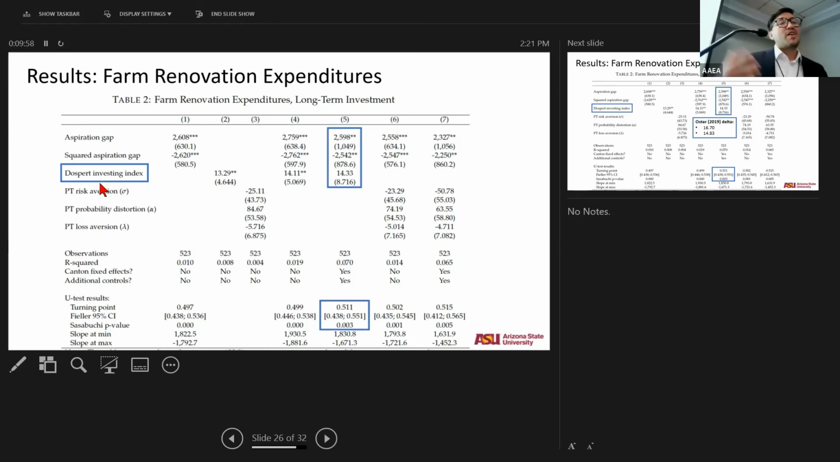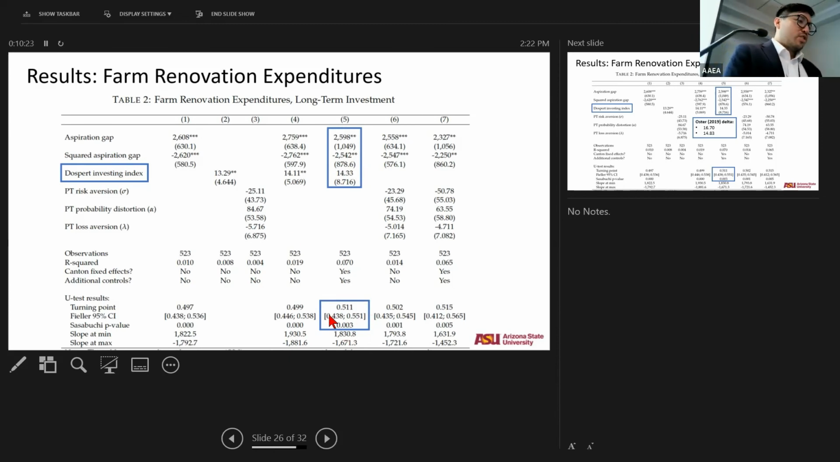So for you to have an idea, this DOSPER scale is on a scale from 1 to 7, where they say, okay, not likely or very likely. So when we control for this type of risk attitude behavior, we still find that the aspiration gap and the square aspiration gap are pretty strong, significant, positive and negative, which gives us first evidence that this inverted-U relationship holds.